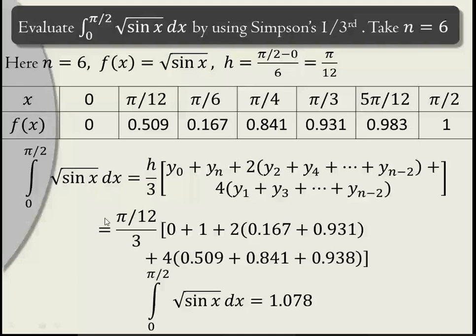1.078. So without knowing the formula for the integration of square root of sin x, still we got the value of the integration. Otherwise, solving the integration of square root of sin x directly is quite difficult. But by using this numerical method, by using these tabular values, we can easily get the approximate value. The only thing for Simpson's 1/3 rule is that n must be even. For odd n, this formula is not useful. Only for even values of subintervals can we use this formula.